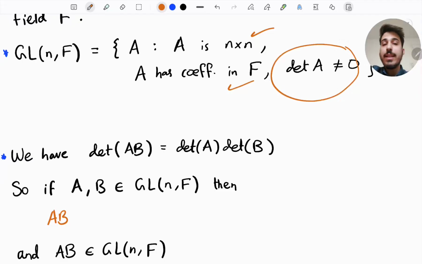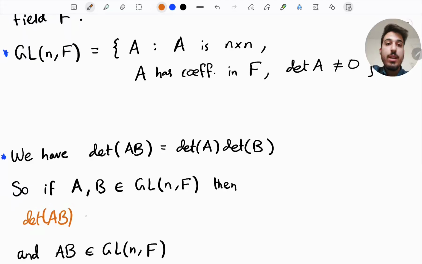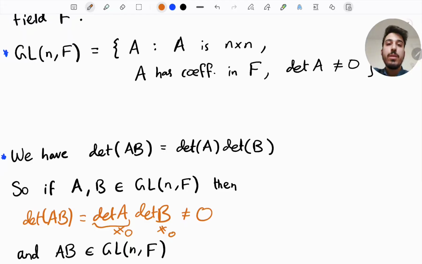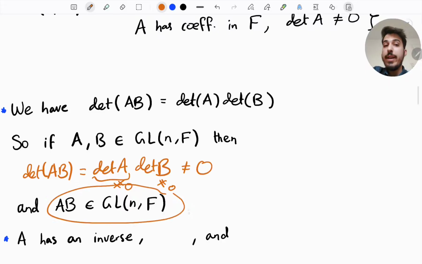The last condition is that the determinant of AB should not be equal to 0. But that is easy to verify, because if we take the determinant of AB, we get determinant of A times determinant of B. And since this is non-zero, and that's non-zero, then their product should not be equal to 0. And so we have fulfilled all the conditions so that AB is a member in GL_n(F), thereby proving that matrix multiplication is an operation under which the set GL_n(F) is closed.